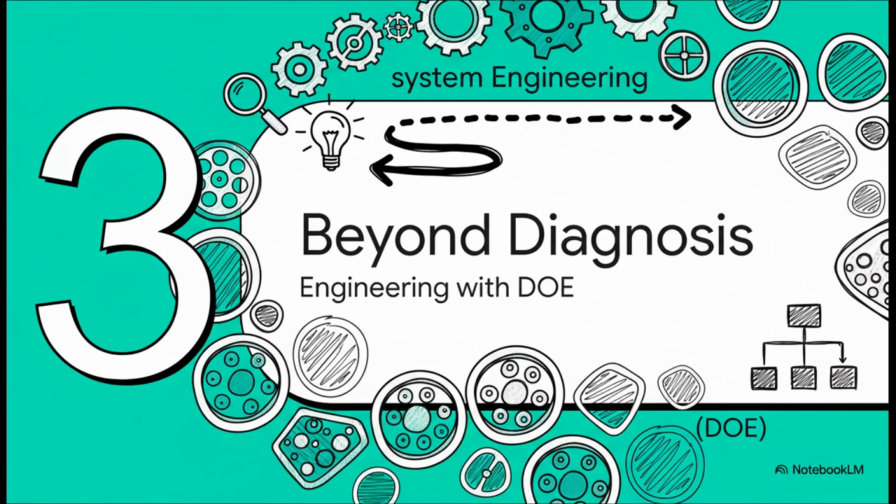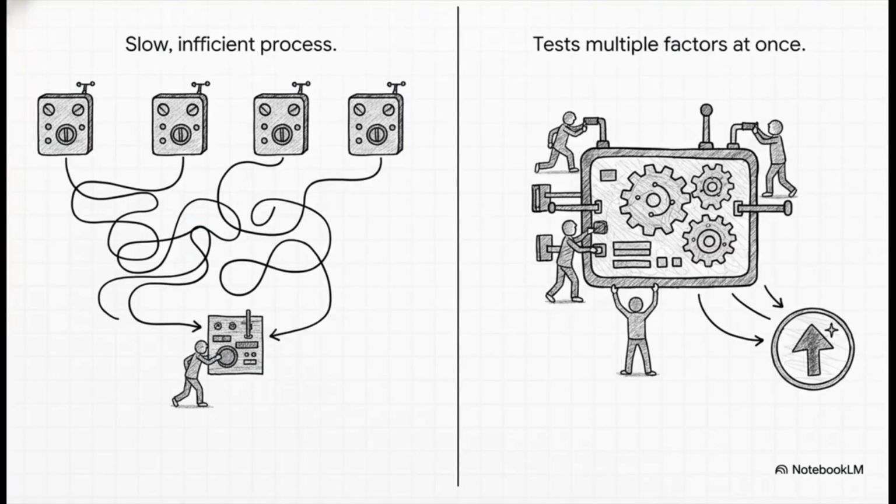Well, this is where we need to shift our thinking from simple testing to true system engineering. And we do that using a really powerful tool called design of experiments, or DOE. Instead of that slow, painful process of changing one factor at a time, testing a new buffer, then a new incubation time, then a new detergent, DOE lets you test all of them at once in a really structured way. And this isn't just faster, it's so much smarter because it's the only way to see how all these different factors actually interact with each other.